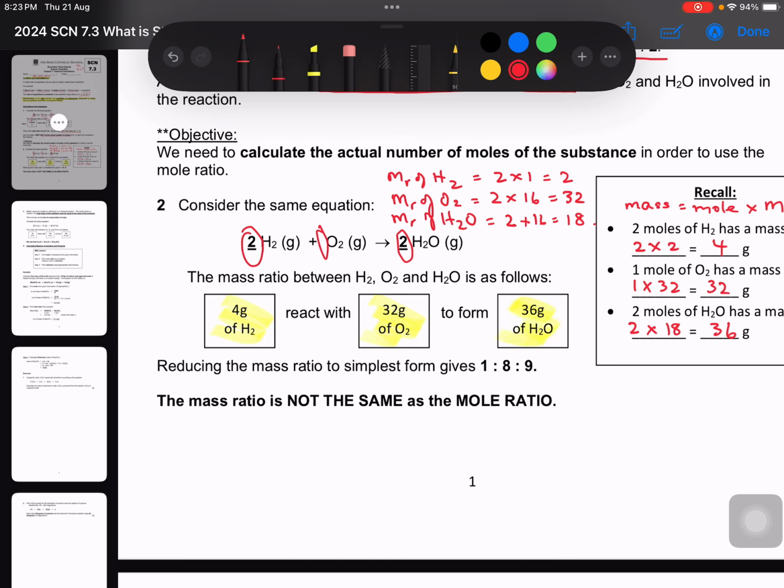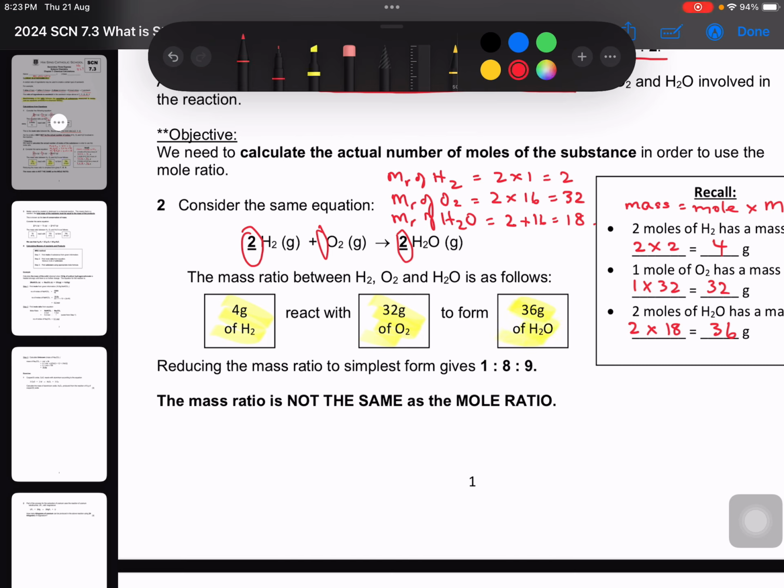So, mole, step 1, find mole. That's the first one, M. Step 2, find ratio. What ratio? Mole ratio. Not mass ratio, mole ratio. And step 3, find unknown. Okay? So, sounds easy, right? MRU. Find mole, find ratio, find unknown. Keep that in mind. Let's look at the example.